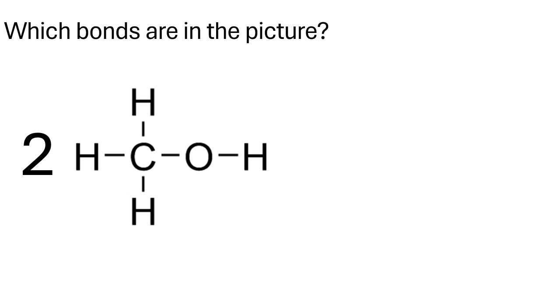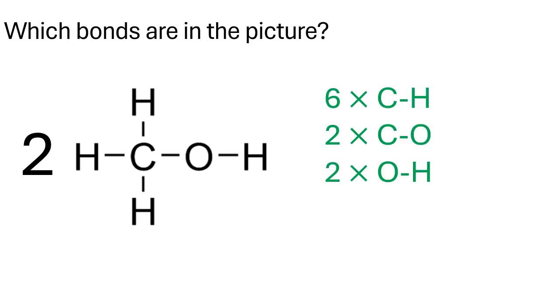Bonds are in the picture. Have a go at writing down the bonds you can see. Take care to include the 2. The correct answer is there would be 6 carbon-hydrogen bonds, 2 carbon-oxygen bonds, and 2 oxygen-hydrogen bonds.